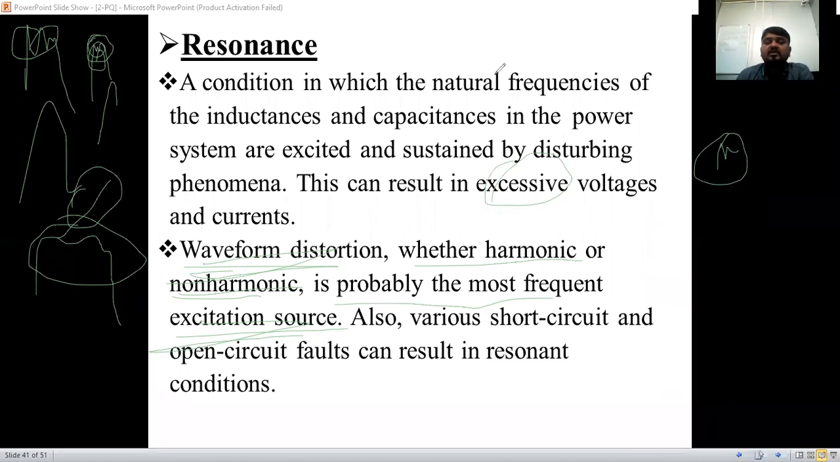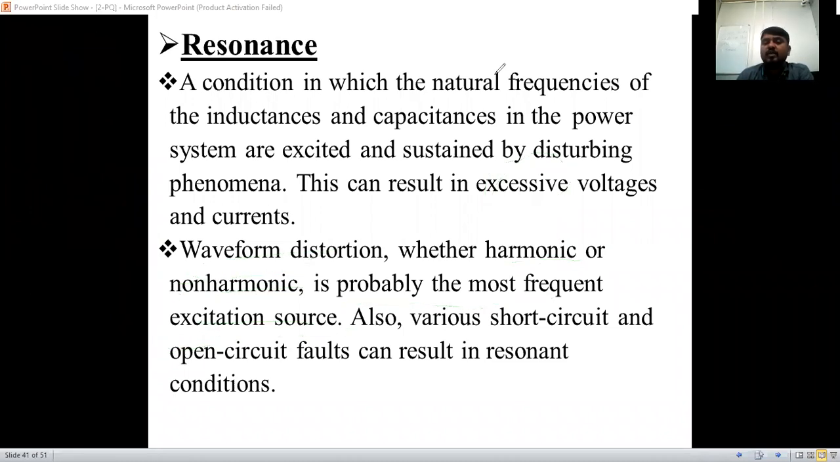How do we get it? During short circuit and open circuit faults, on that condition we can also get resonance. Various short circuit and open circuit faults can result in resonant conditions. This condition may occur at short circuit faults and open circuit faults also.